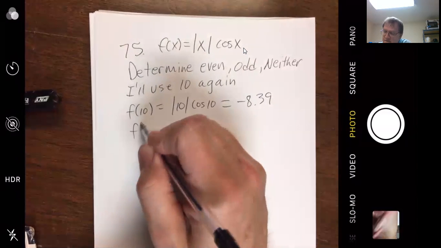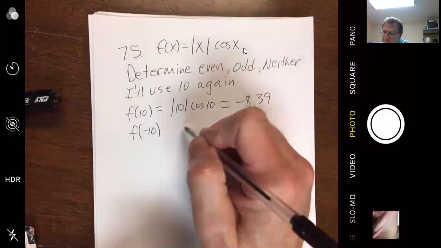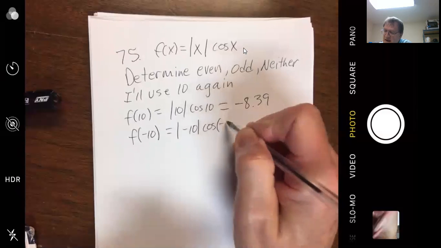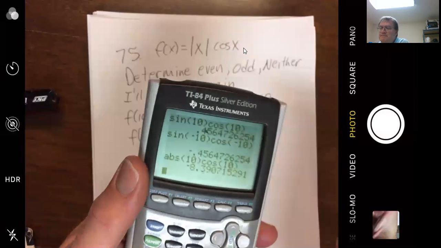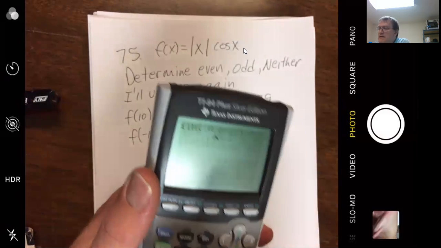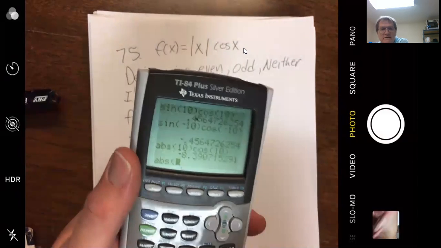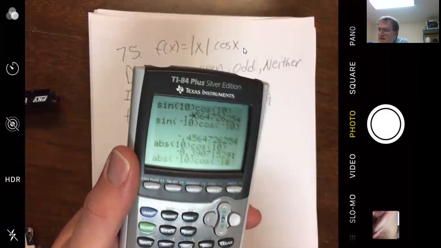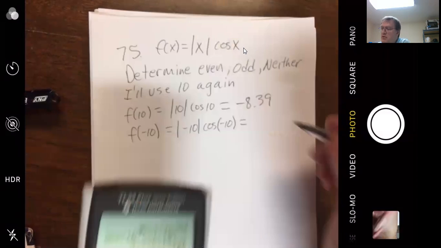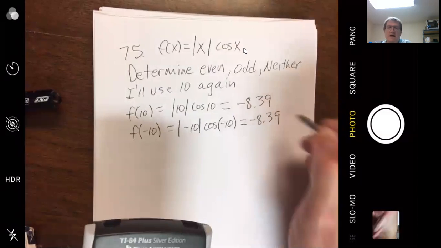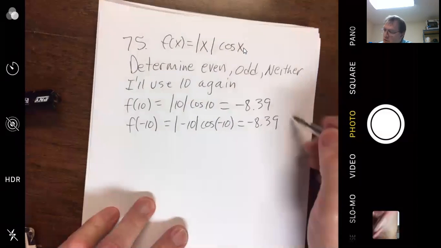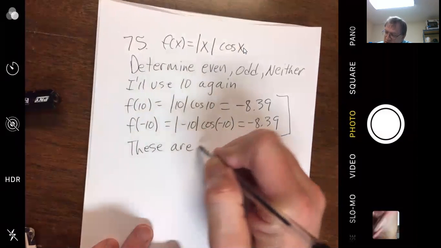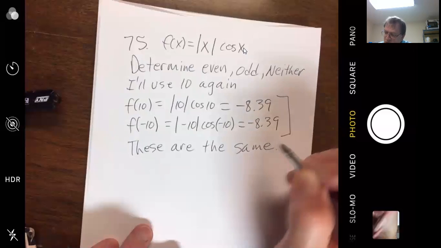All right, f of negative 10. Negative 10, cosine negative 10. Math, num, number 1, negative 10, cosine negative 10. Negative 8.39. Okay, don't let the fact they're both negative throw you. These are the same. They're equal.